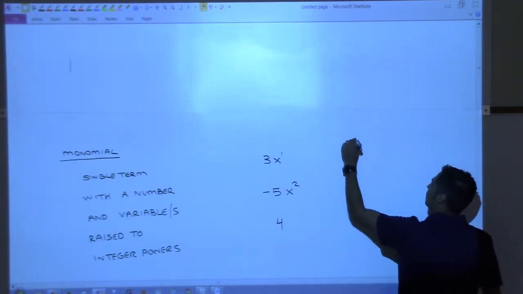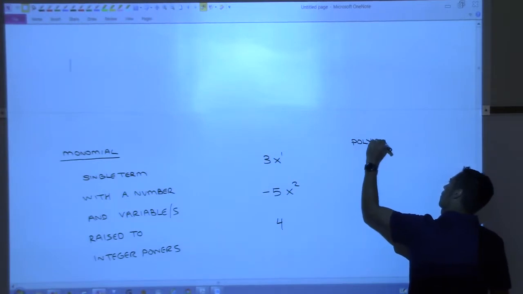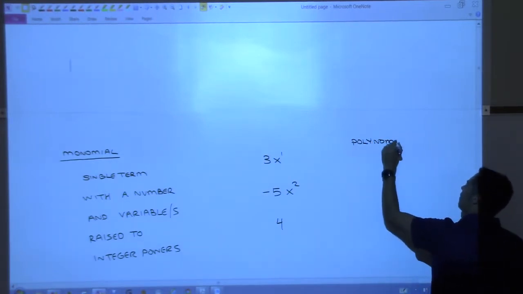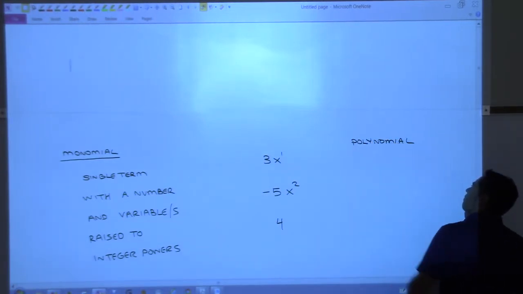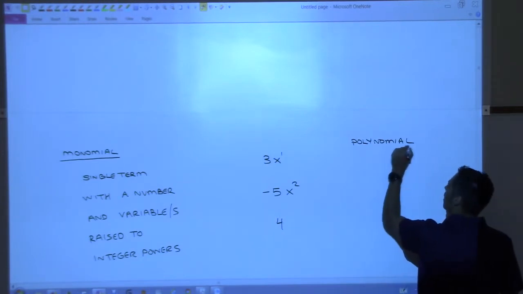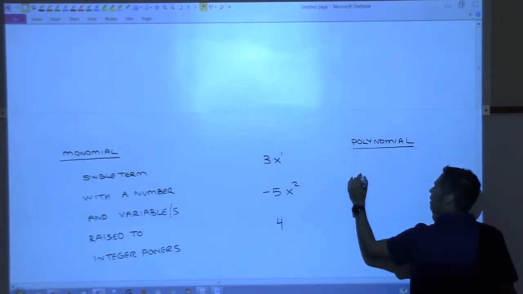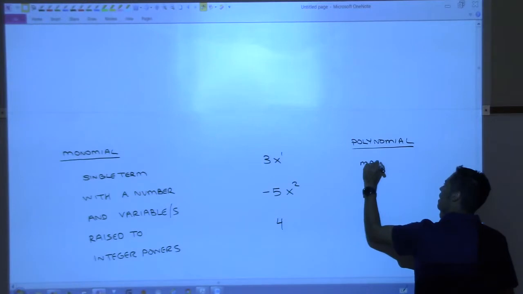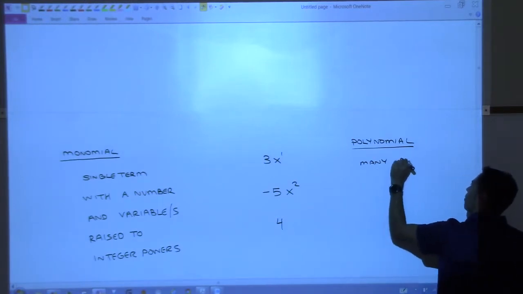Now, a polynomial. Poly means what? Many, right? Poly is many. So you have basically many monomials. So if you start putting monomials together with addition and subtraction, you get a polynomial. So here's a couple of examples of this. I'll put just here, many monomials.